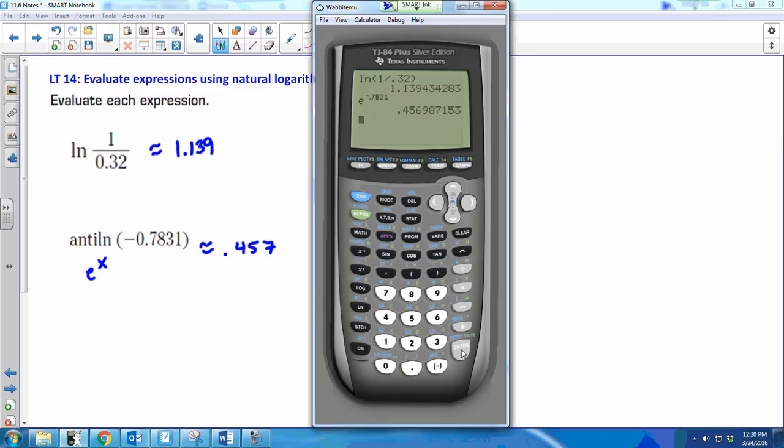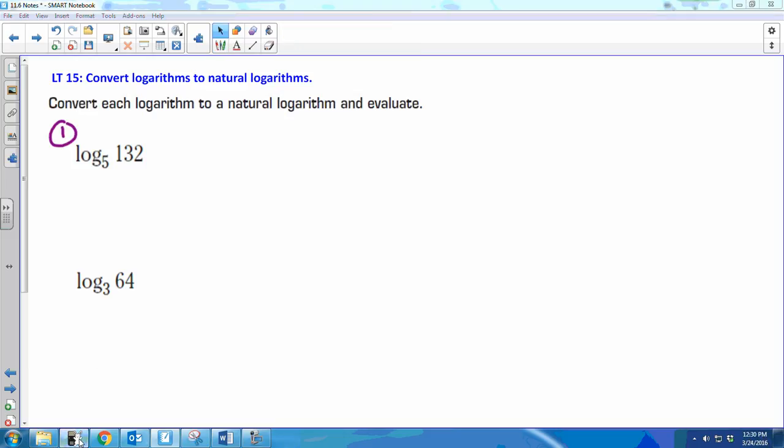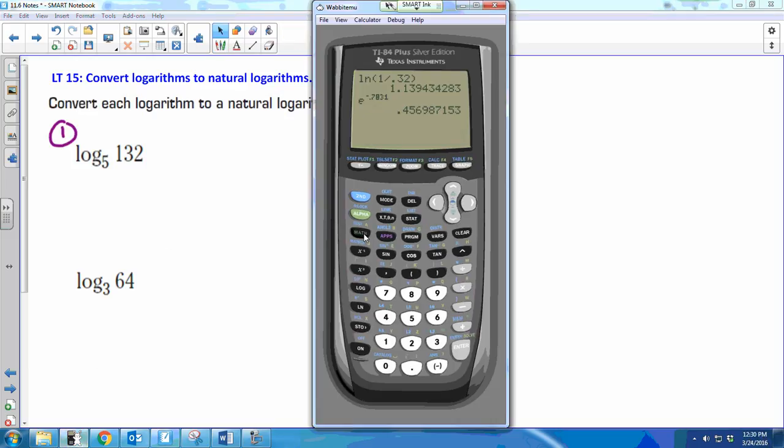Any questions about learning target 14? On learning target 15, it wants you to convert logs into natural logs, but really all I need you to know is you have 3 equivalent forms of this, okay? So log base 5 of 132, you can just type that into your calculator like we talked about yesterday. It's 3.03.